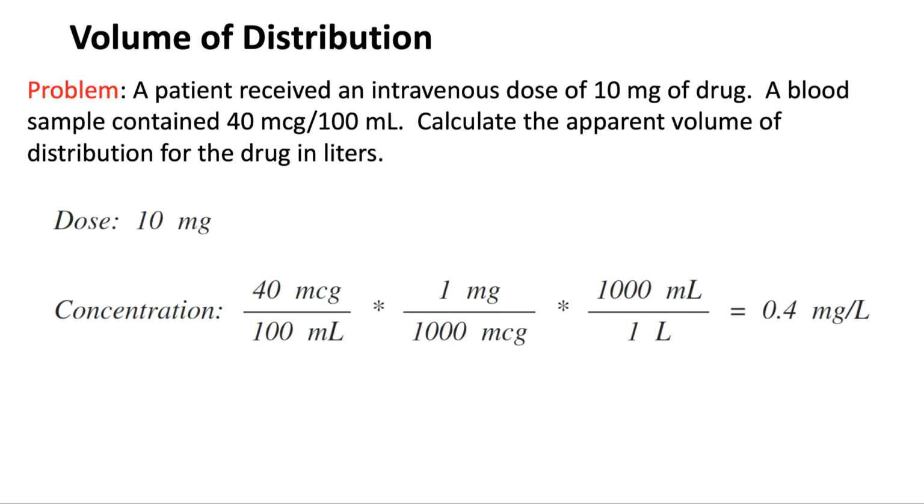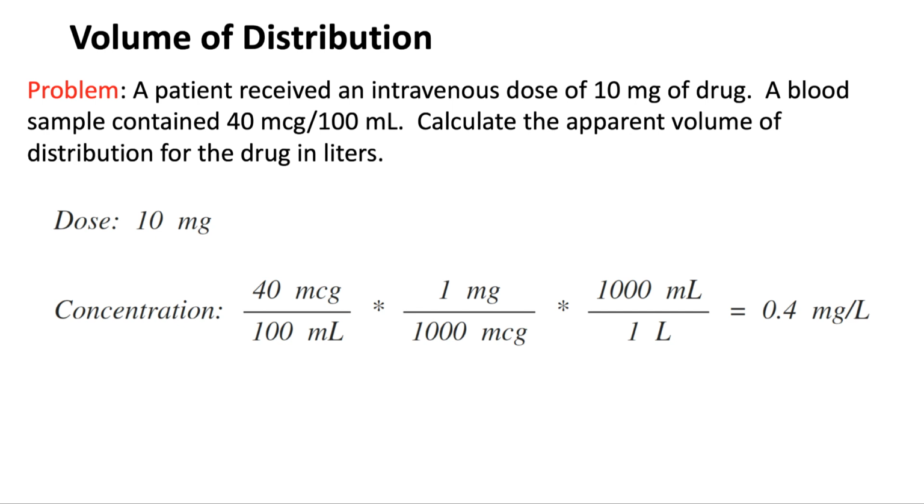I want to go from micrograms per milliliter, and eventually, the question did ask for a volume in liters. So let's convert micrograms to milligrams and milliliters to liters. That way we'll have the right units to go ahead and calculate our volume of distribution. So to make that conversion, I first chose to convert the weight. So let's multiply times 1 milligram over 1,000 micrograms. That way the units of micrograms cancel.